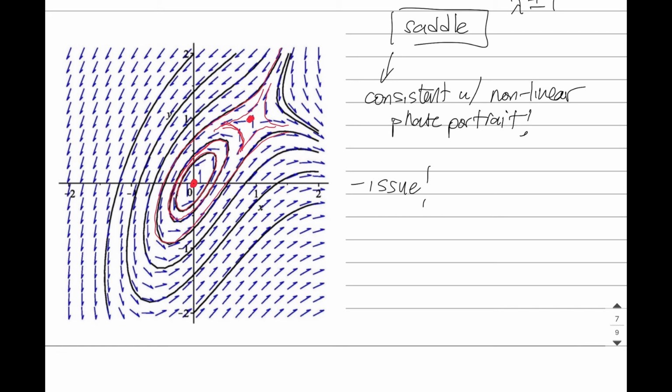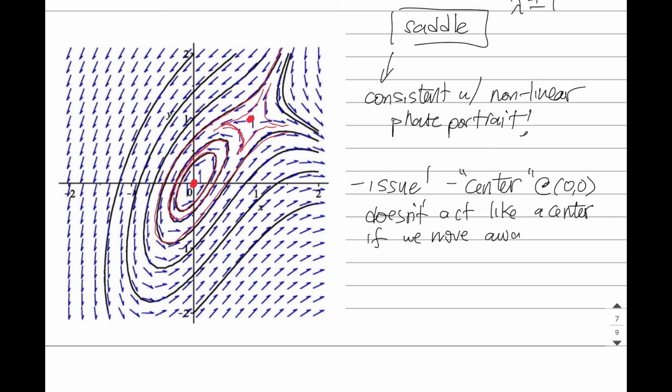The center at 0, 0 doesn't act like a center if we back off, if we move away from 0, 0. So that's somewhat interesting. And this is a feature of nonlinear systems. And it's an important point that we can say something general about.